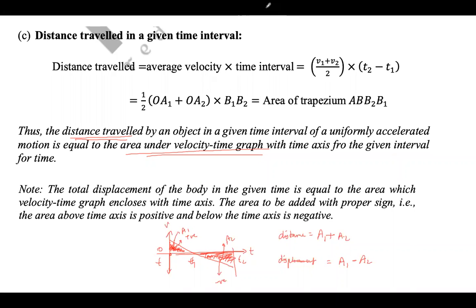Clear, children? So the same thing is written here also. Look, total distance of the body in the given time is equal to the area which the velocity-time graph encloses with the time axis, and the areas are to be added with proper signs. So if we have to find displacement, we'll have to take the negative sign also. But if we want to find distance, then we'll just add up both the areas.